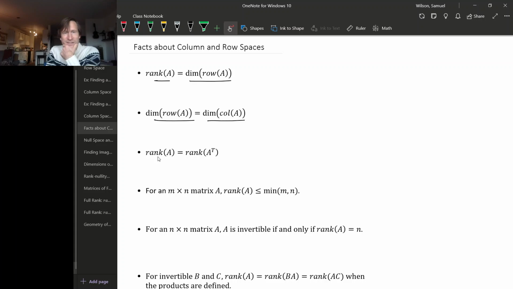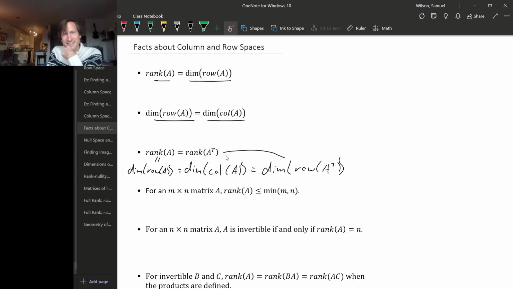But this is true because the rank of A is the dimension of the row space of A, but that's the dimension of the column space of A, because that's what we just proved. But the dimension of the column space of A is the dimension of the row space of A transpose, because the columns of A are the rows of A transpose. But the dimension of the row space of A transpose is the rank of A transpose. So that proves that these things are equal.